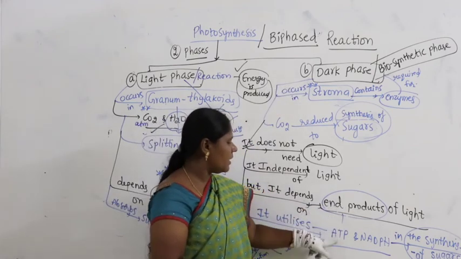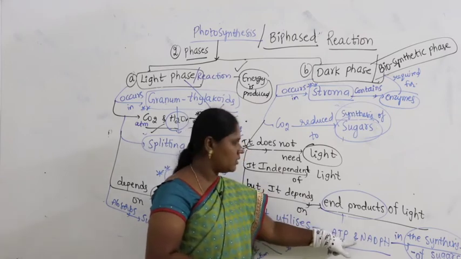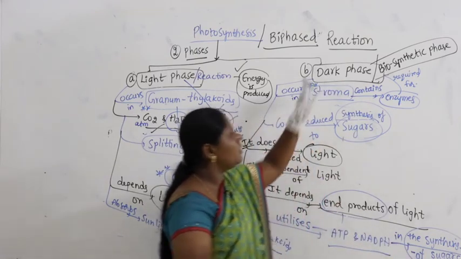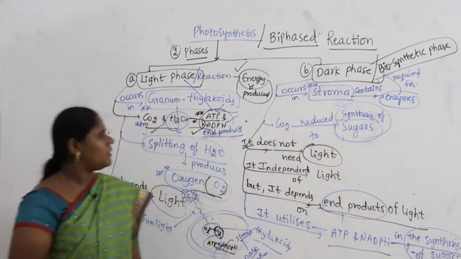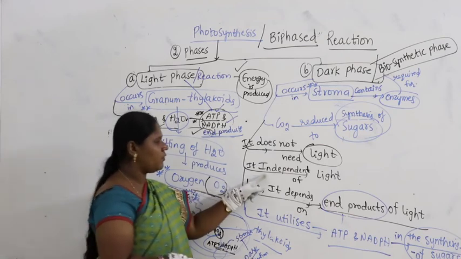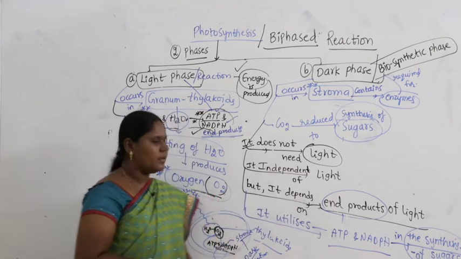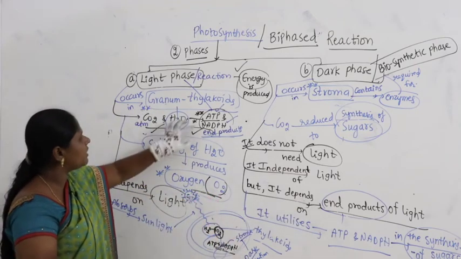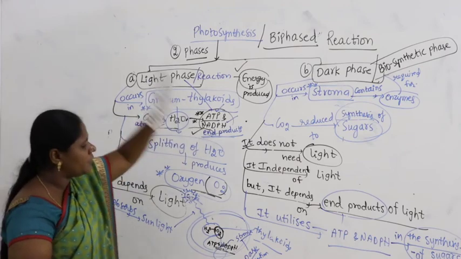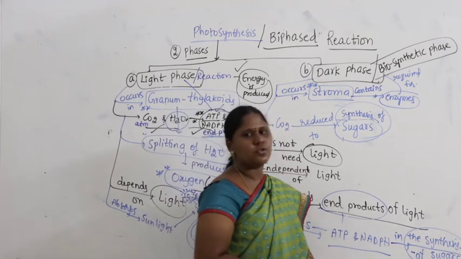What are end products? ATP and NADPH, which are produced in the light reaction, are utilized in the synthesis of sugars in the dark phase. That is why it is called a dark phase. It is independent of light but depends on end products of light. That means whatever ATP, NADPH which are produced as end products in the light reaction are utilized in dark reaction for the synthesis of sugars.